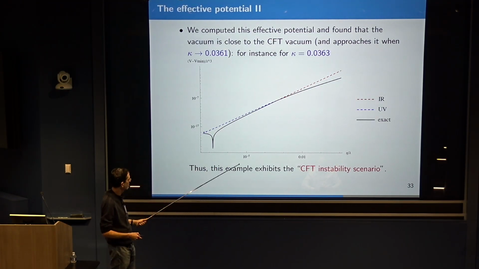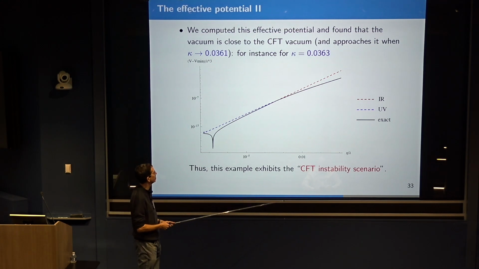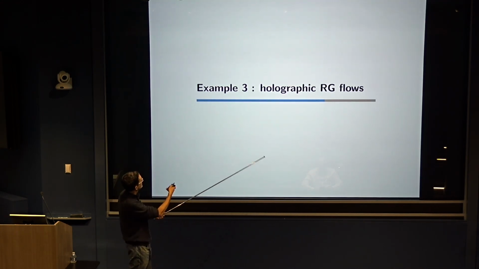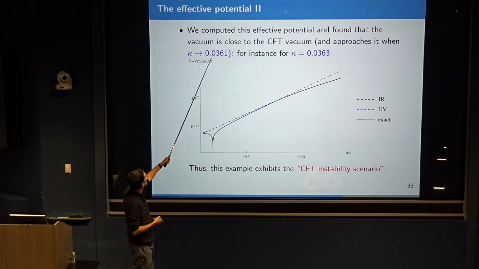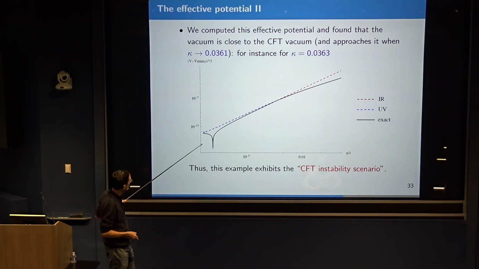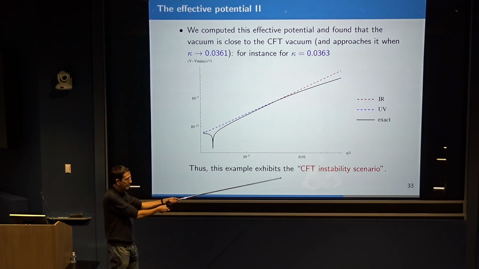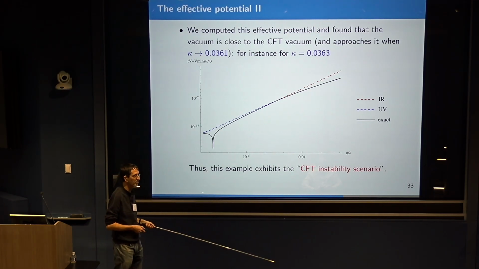So for this family of RG flows, we do realize this CFT instability scenario, where up to this critical value of kappa, we flow to the CFT, but below it, we flow somewhere else, even though there is still a non-trivial fixed point of the renormalization group.